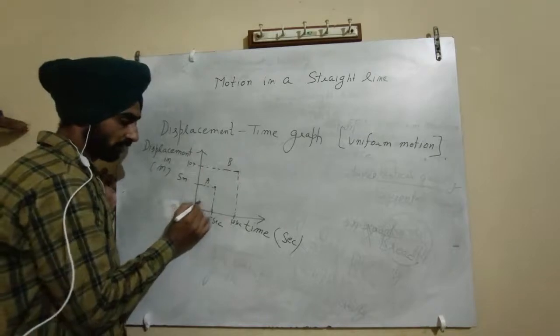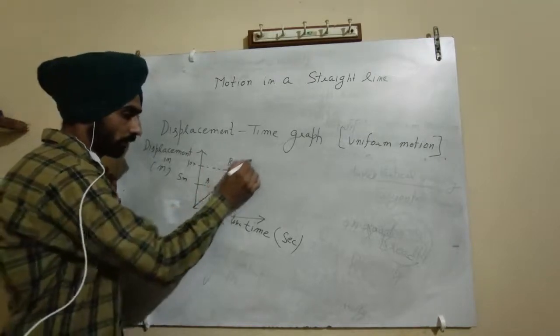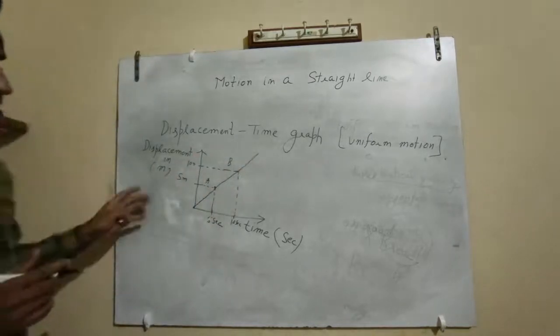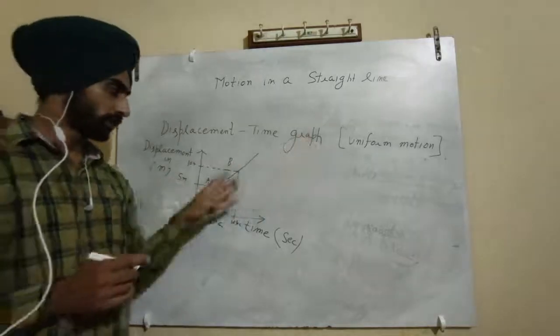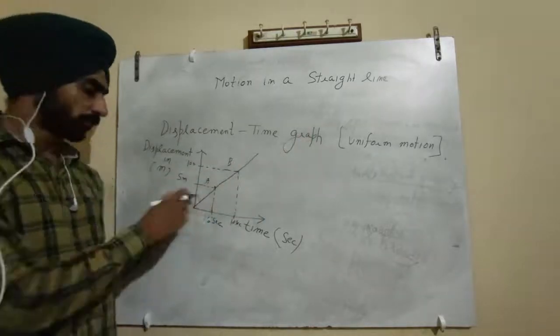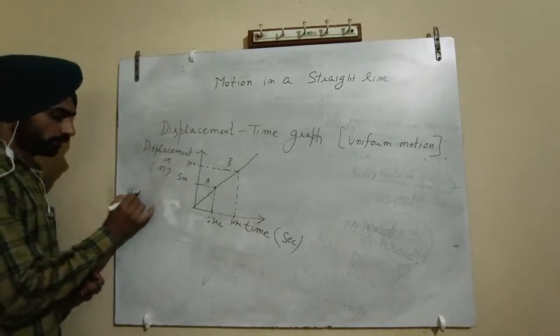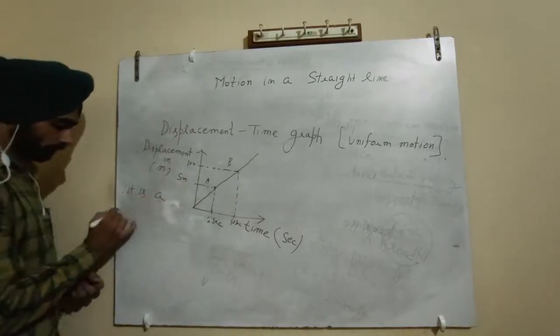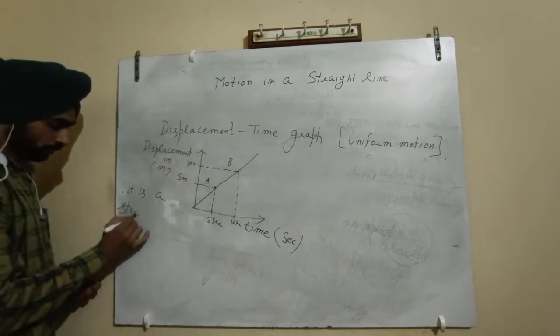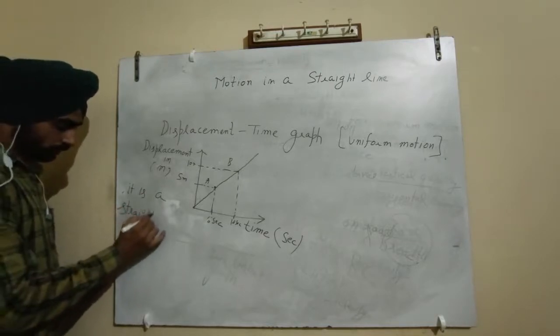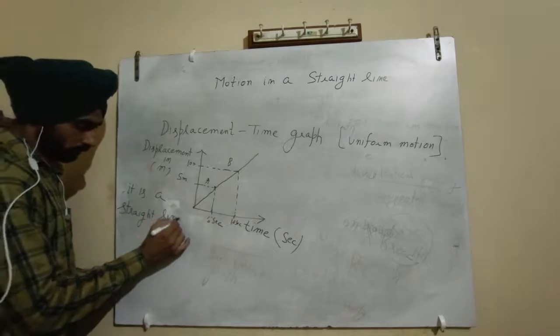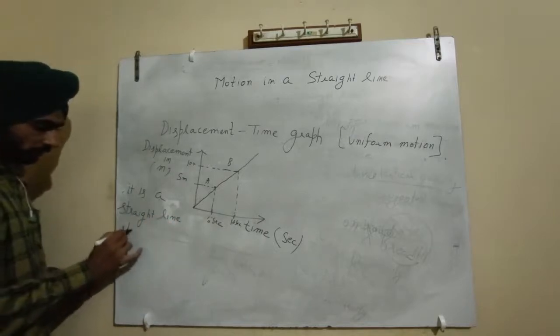Join the origin with both these points A and B. You will get a straight line. So the displacement time graph for uniform motion is a straight line starting from the origin.